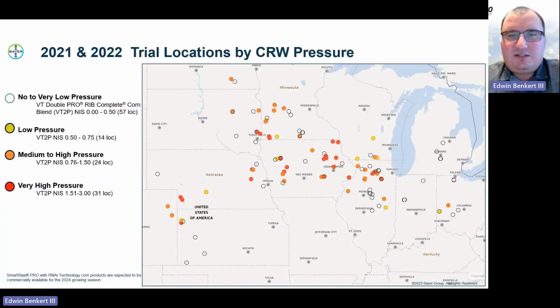I've got some data that we can talk through from some trials that we've done in the US the last couple of years in the Corn Belt. You can see the locations of the trials here within the Corn Belt in the US. And we divide the locations up based on corn rootworm pressure using that 0 to 3 nodal injury scale on an unprotected Double Pro hybrid. And we bucket them into no pressure, low pressure, medium to high, and then very high pressure. And you can see how those are distributed on the map here.